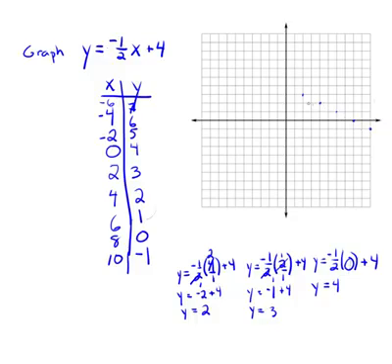It's left 2, up 1. Left 2, up 1, and so on, until I'm at the edge of that graph. Notice my table didn't go that far, but I'm able to use my linear pattern to be able to draw my straight line.